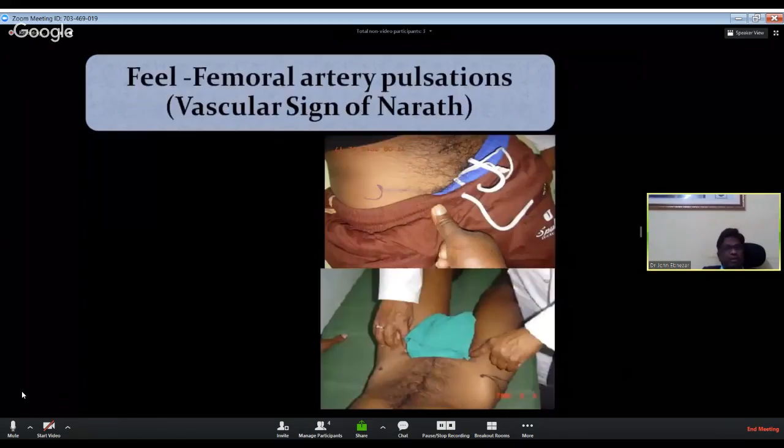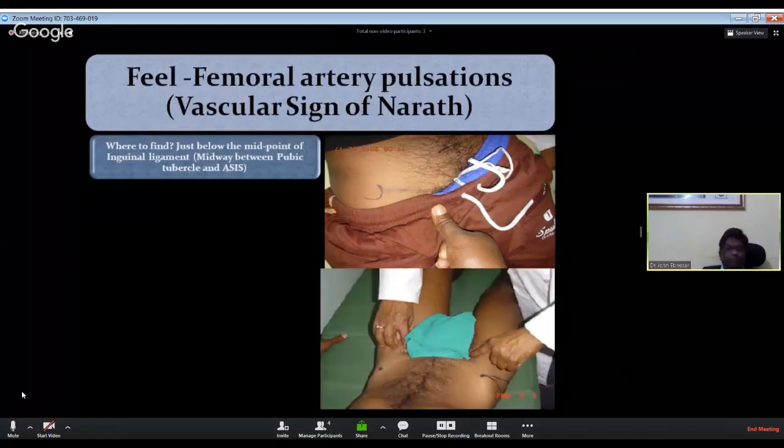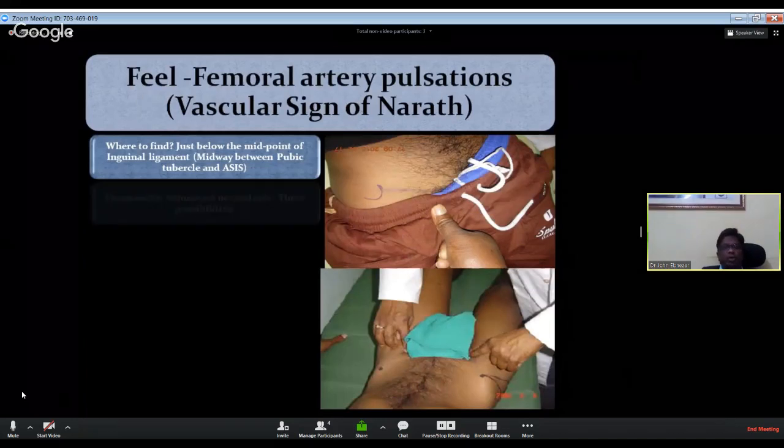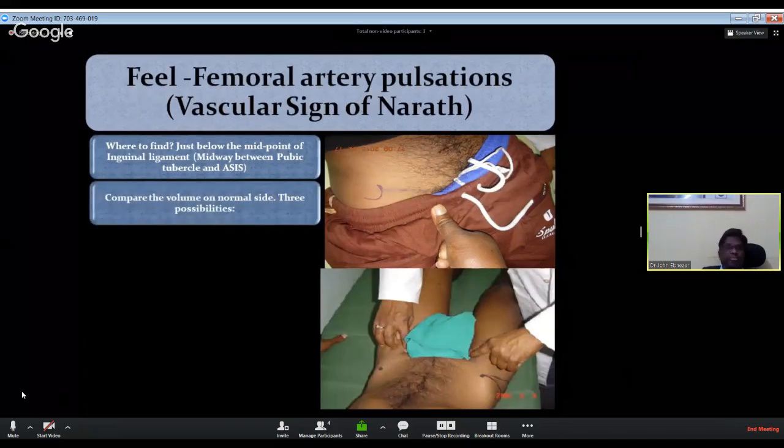Then femoral artery pulsations should be felt. It's called the vascular sign of Narath. You feel that. Where to find the femoral artery? Just below the midpoint of the inguinal ligament. Midway between the pubic tubercle and ASIS is your femoral artery. So you should know how to find the anterior joint line. You should also know how to find the femoral artery. If the examiner asks you, please explain how you found the femoral artery. You should be able to tell accurately. You should not falter here.